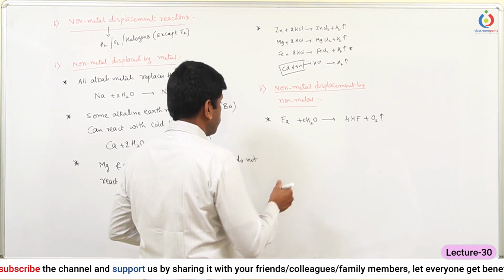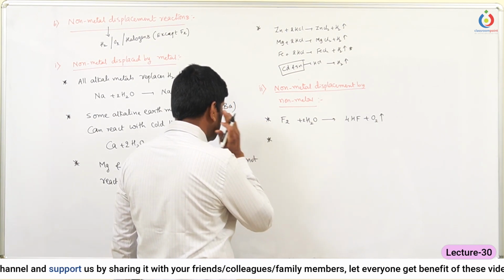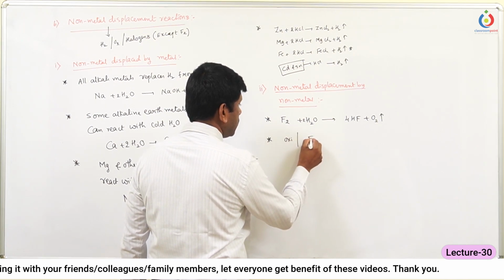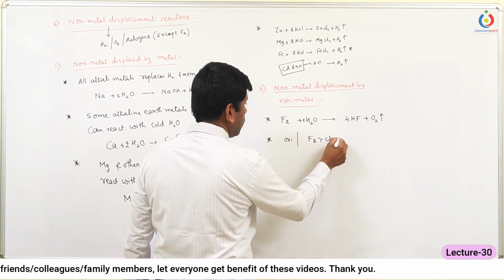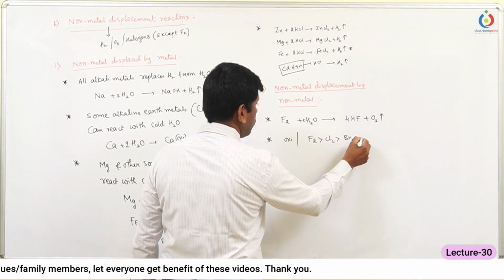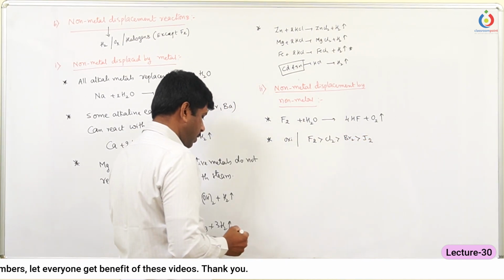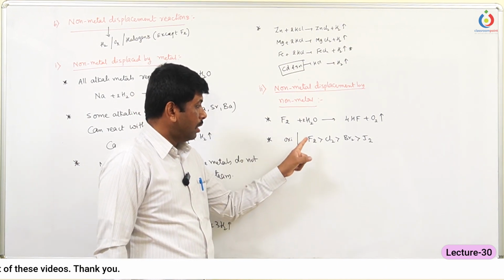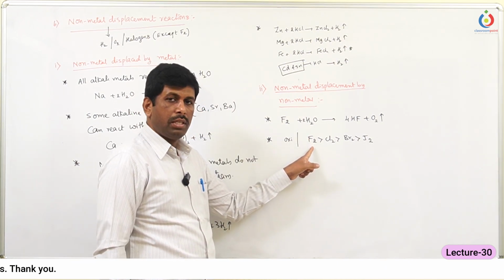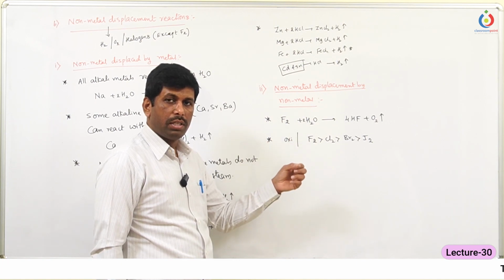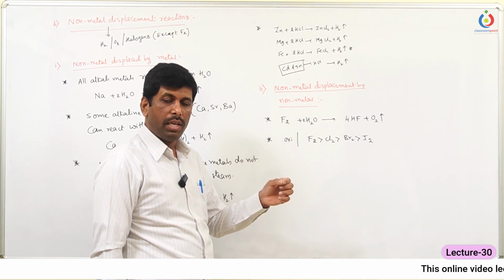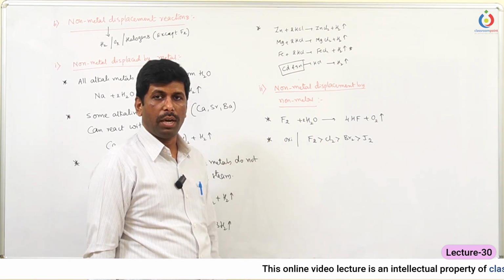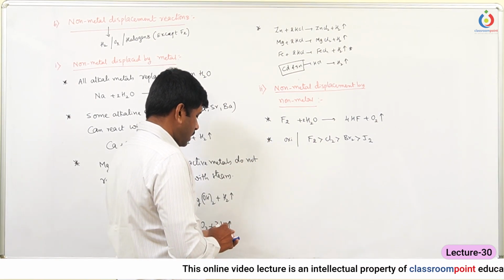Now let us see here. The oxidizing nature of halogens: fluorine is greater than chlorine, which is greater than bromine, which is greater than iodine. So what information can we gather from this order? That means a higher oxidizing halogen can oxidize the halide ion of the lower oxidizing halogen into its respective halogen.